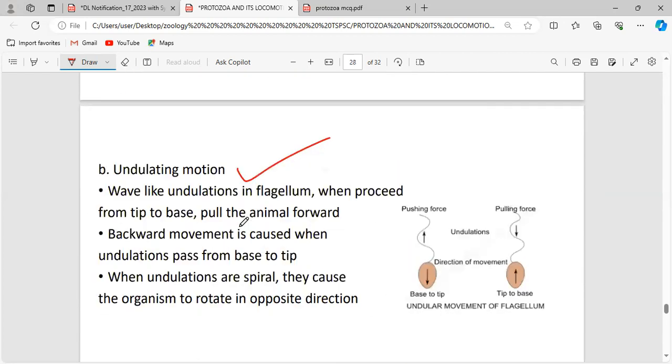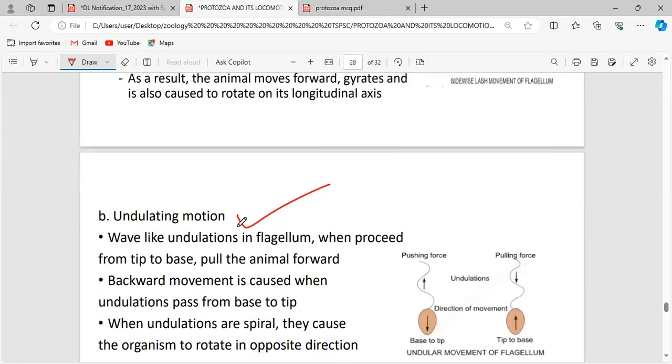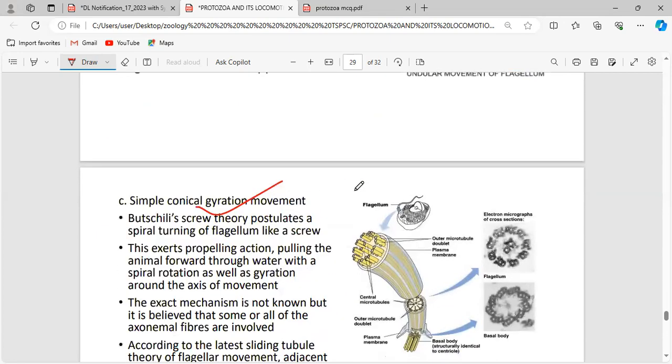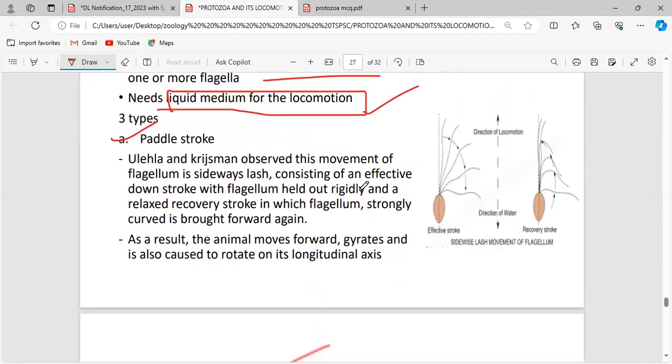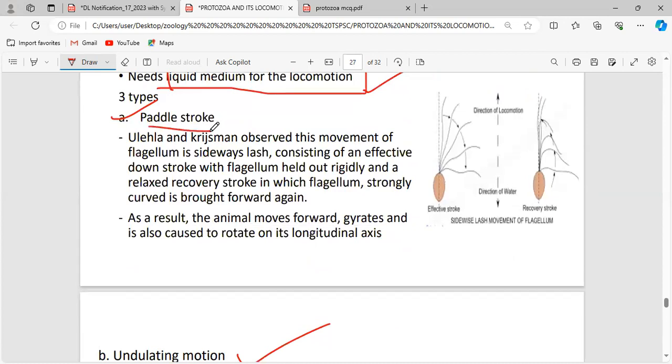One is paddle stroke, another is undulating motion, and another is simple conical gyration movement. The first one is paddle stroke movement, which has two different types. One is the effective downstroke, just make a note of it. Effective stroke means the animal will move downwards. And the other is the recovery stroke, which is considered the relaxed state of the movement.